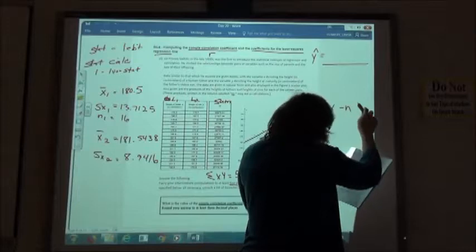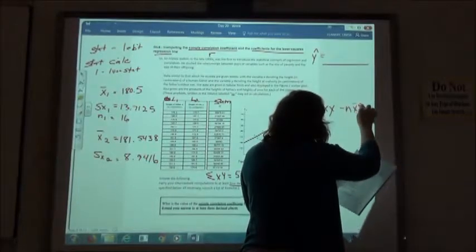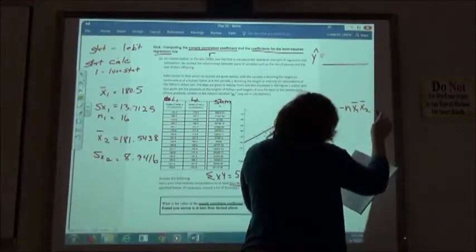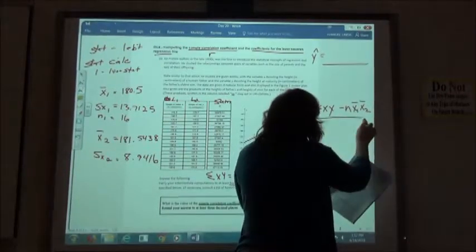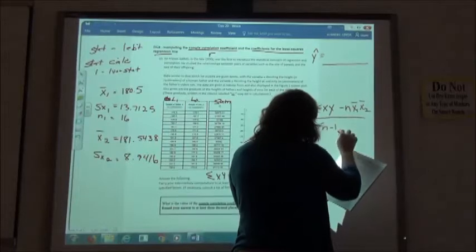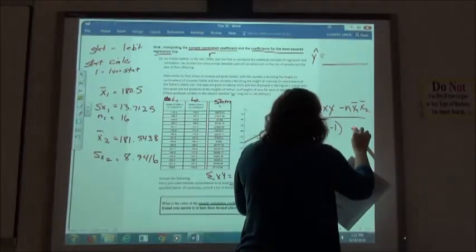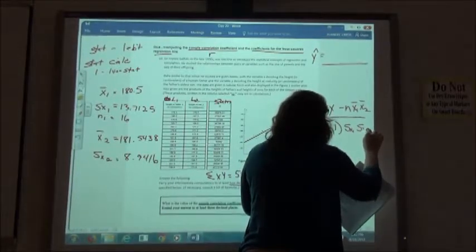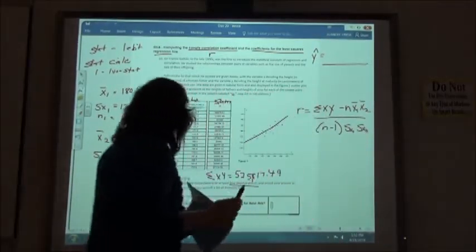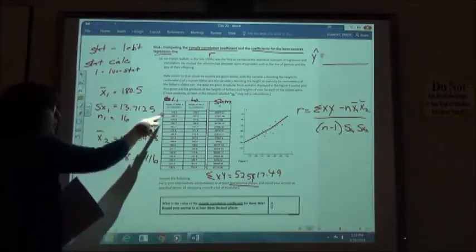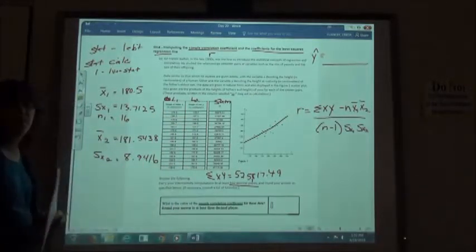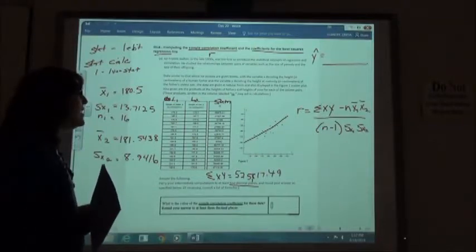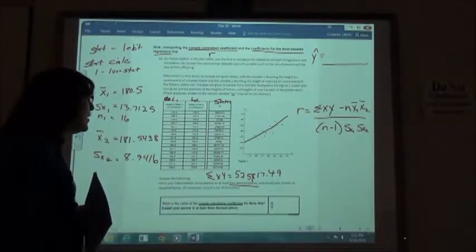n times the mean of x1 and the mean of x2, over n minus 1 times the standard deviation of x1 and the standard deviation of x2. So the n's for both of these should both be 16 because I have the same numbers, father and sons, they both were 16. So I'm going to plug that into my formula, do my calculations.